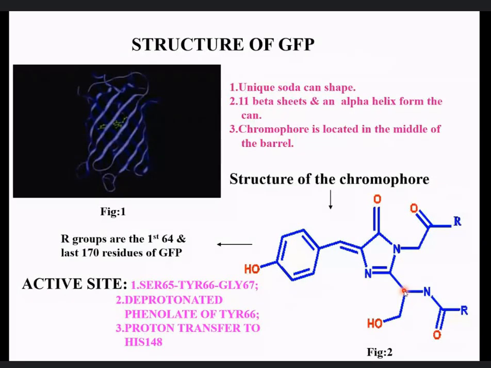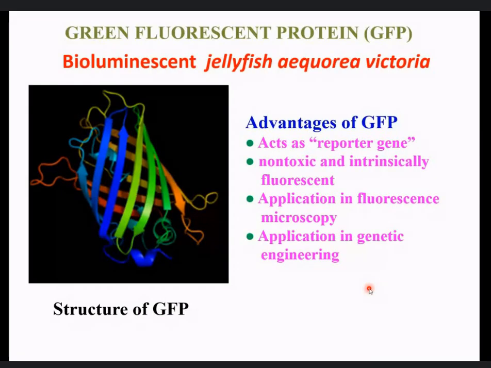And then obviously you can see the structure. Why are people interested? Because they got the Nobel Prize. Why the green fluorescence? I'm coming to that. This is the actual structure, of a can shape. The reporter gene advantage: it is non-toxic, since it is a protein, and intrinsically fluorescent. So there are lots of applications in fluorescence microscopy, genetic engineering, and, as I mentioned, it is useful as a biomarker.